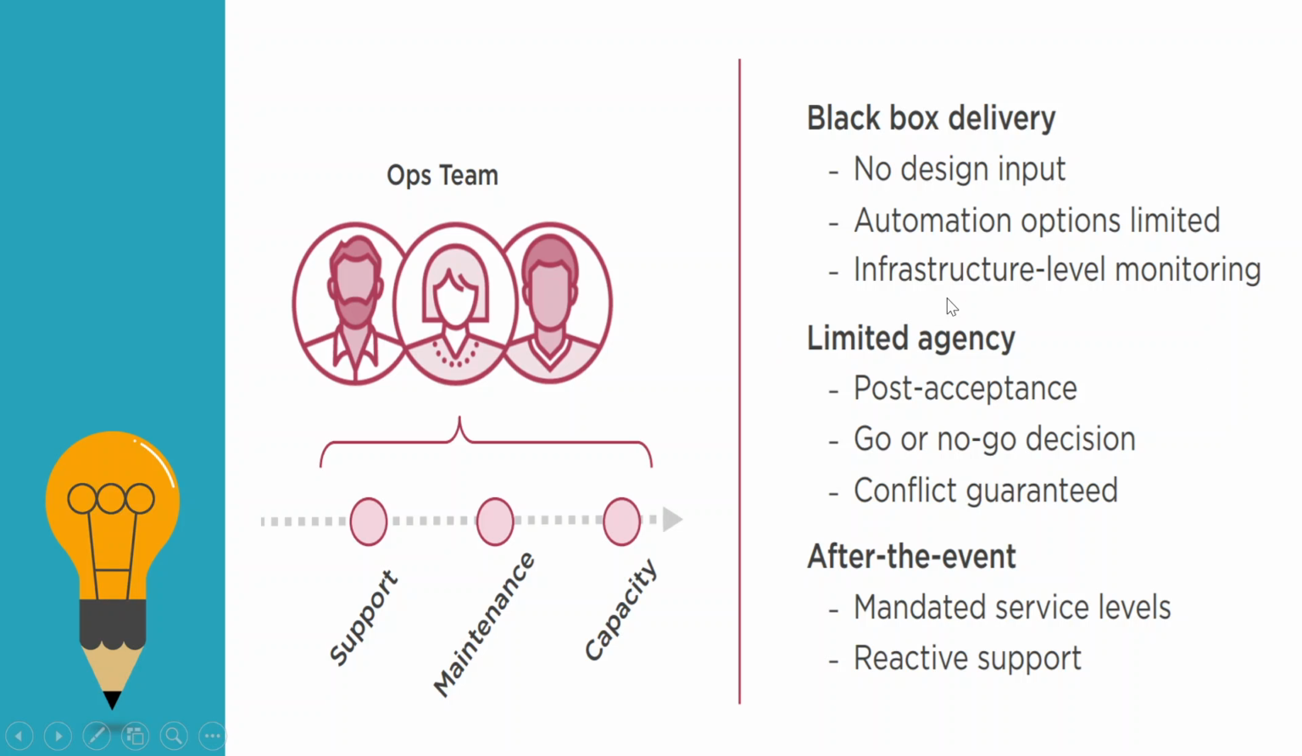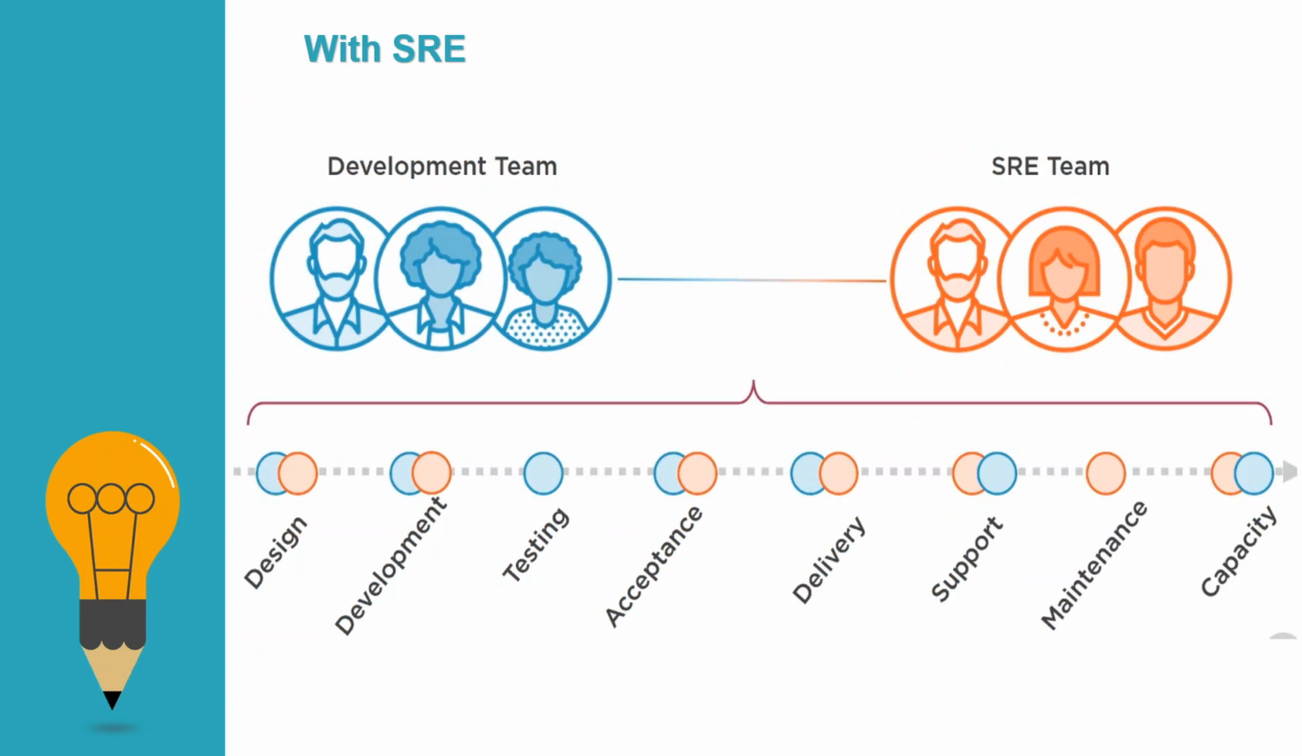And then the second thing is limited agency, like go or no-go decisions, conflict. Most of the conflicts are going to happen in the ops team. We need to stick to the mandatory service level agreements with the business also. We need to understand the customer point of view. We need to respect the customers also. So the ops team will face a lot of headache when they face any issues in production. So now comes the SRE, which smoothens the process.